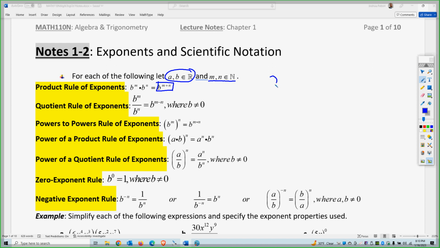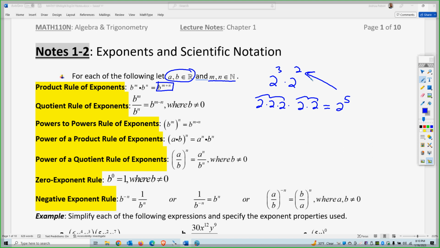Well, think of it this way. If I have 2 to the third and 2 to the second, that's the same as 2, 2, 2, and 2 times 2, correct? That's the first one. That's the second one. So what I really have here is 2 to the fifth power. So we just proved why you add exponents. Okay, you can do that with each of these.